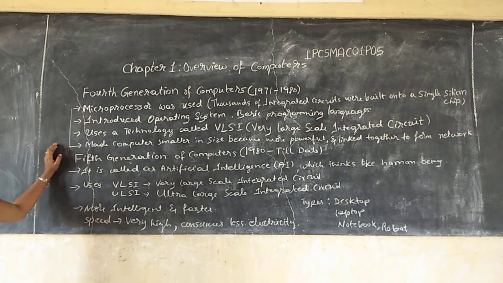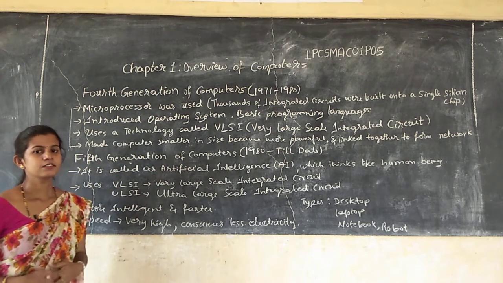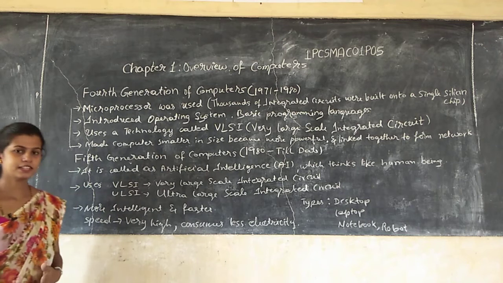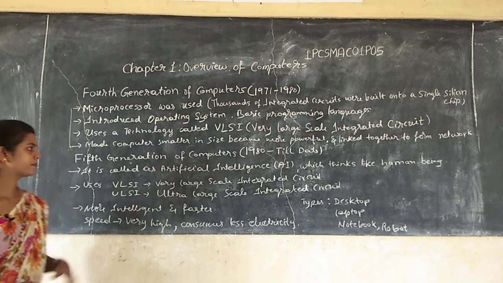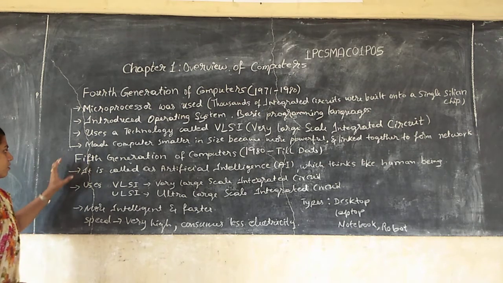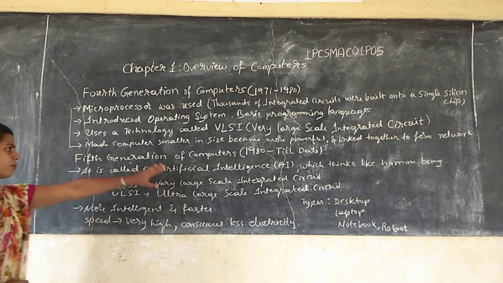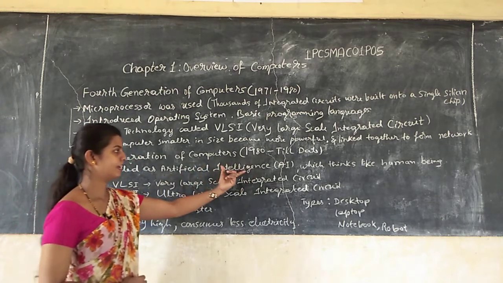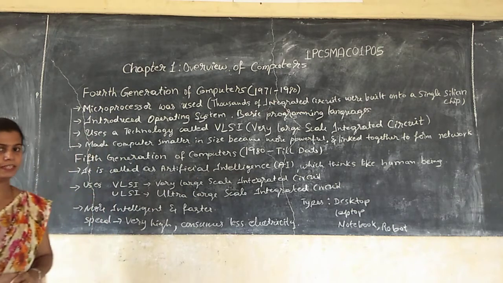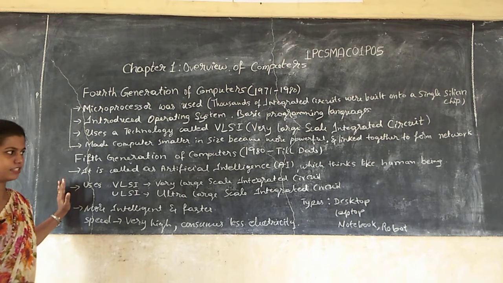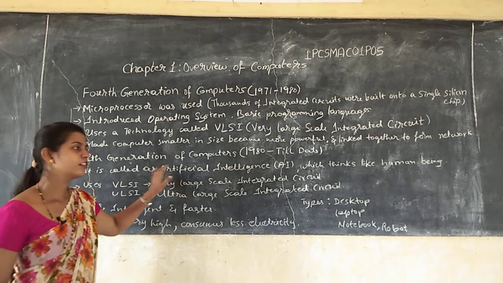So, this is about the fourth generation of computers, and next we will see the fifth generation of computers. The fifth generation of computers was developed from the year 1980 till date. Presently we are using fifth generation of computers. So, what have they used in fifth generation of computers? Fifth generation of computers is also called artificial intelligence, which thinks like a human being.